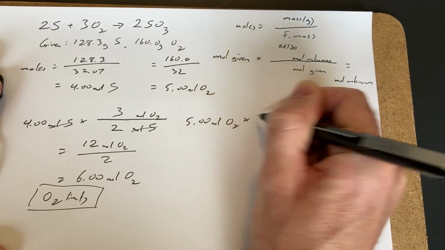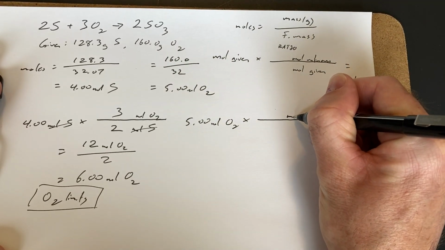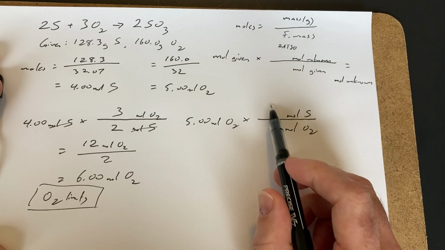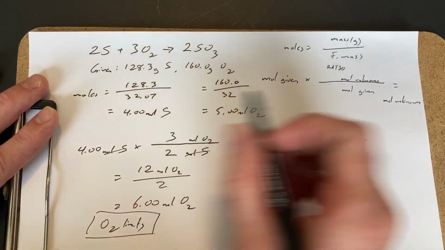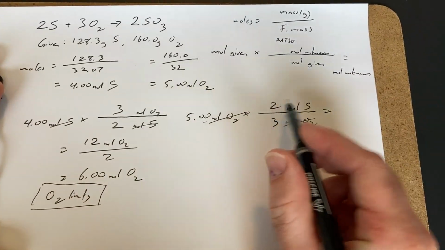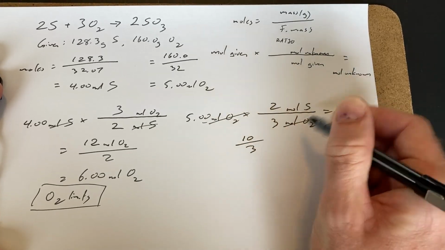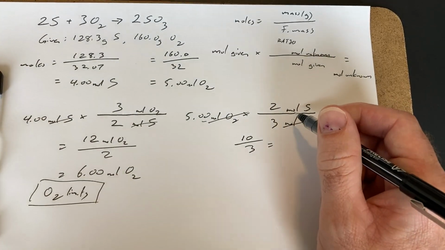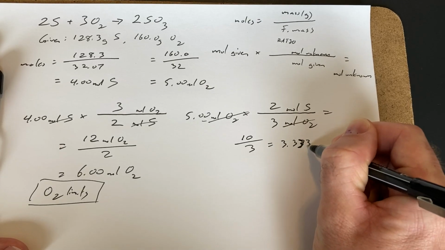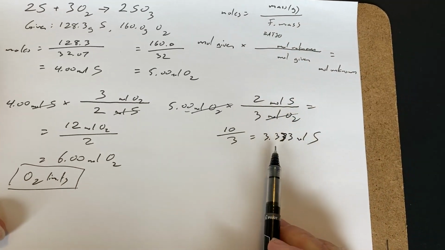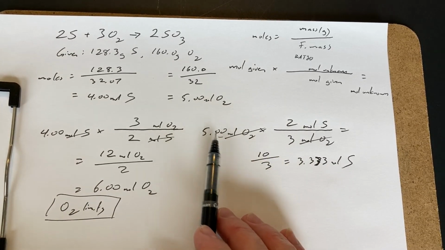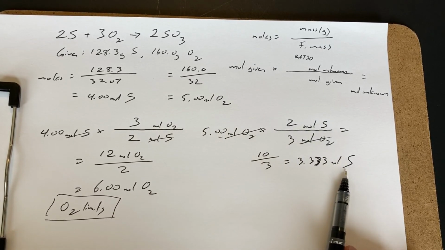5 moles of oxygen. Now we multiply by the ratio of what we are comparing it to, which is sulfur. Let's take those coefficients from the equation. Sulfur is 2, oxygen is 3. Moles of oxygen cancels. 5 times 2 is 10, divided by 3. And that is going to be 3.333 moles of sulfur. What this has told us is that if we wanted to use up all 5 of our moles of oxygen that we're starting with, we would need 3 1/3 moles of sulfur.